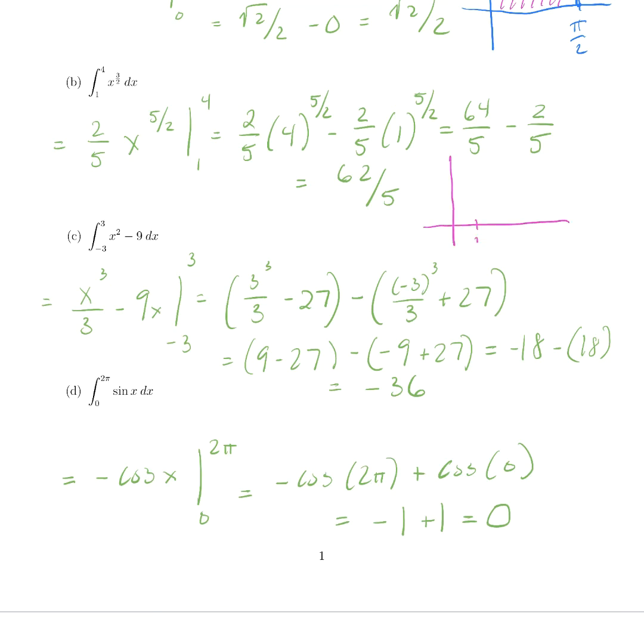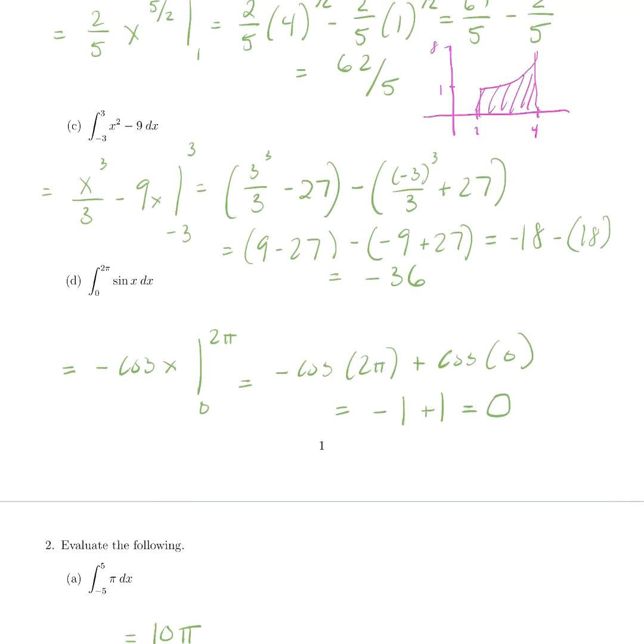Well, we're looking from 1 to 4. X to the 3 halves at 1 is 1. And x to the 3 halves at 4 is 8. So this isn't quite to scale, but it looks something like this. Whoops, I don't want it to be a straight line. So it looks something like this. It's a somewhat parabola looking, and this is the area we found.